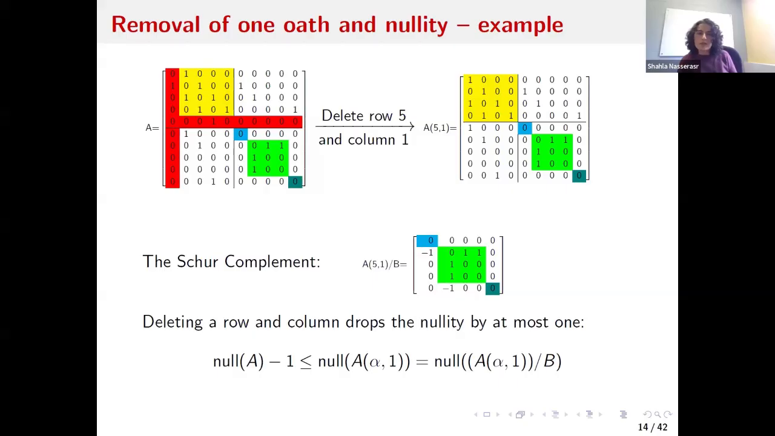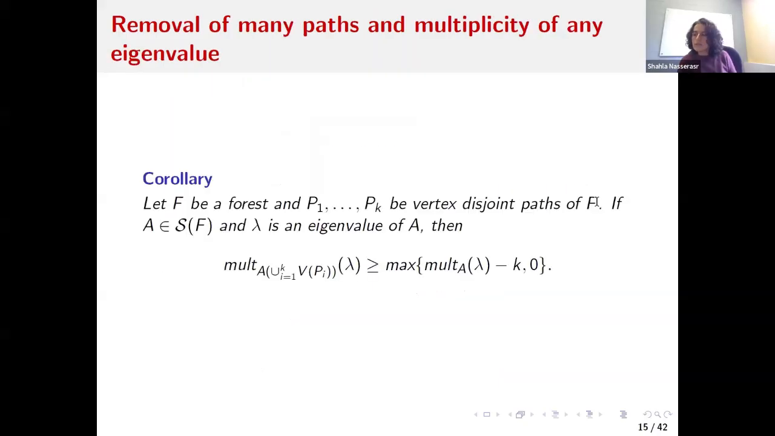So having that, we deleted one path and we realized that the nullity doesn't go down by much. So what if we delete more vertices? It turns out that if we delete more vertex-disjoint paths, then the multiplicity of an eigenvalue of the new matrix, when we delete all of the vertices of the paths, is going to be at least the maximum of these two values: the multiplicity of lambda in the original matrix minus the number of paths, and 0.